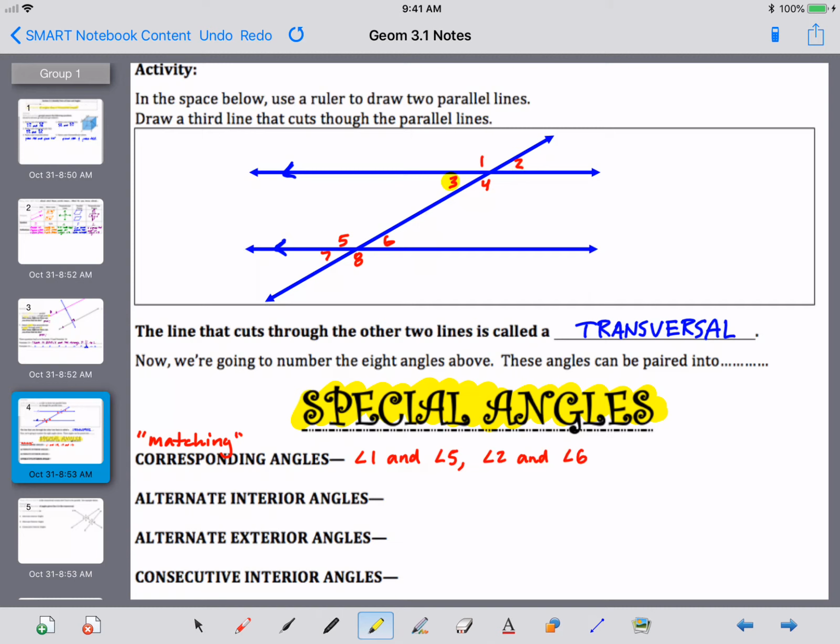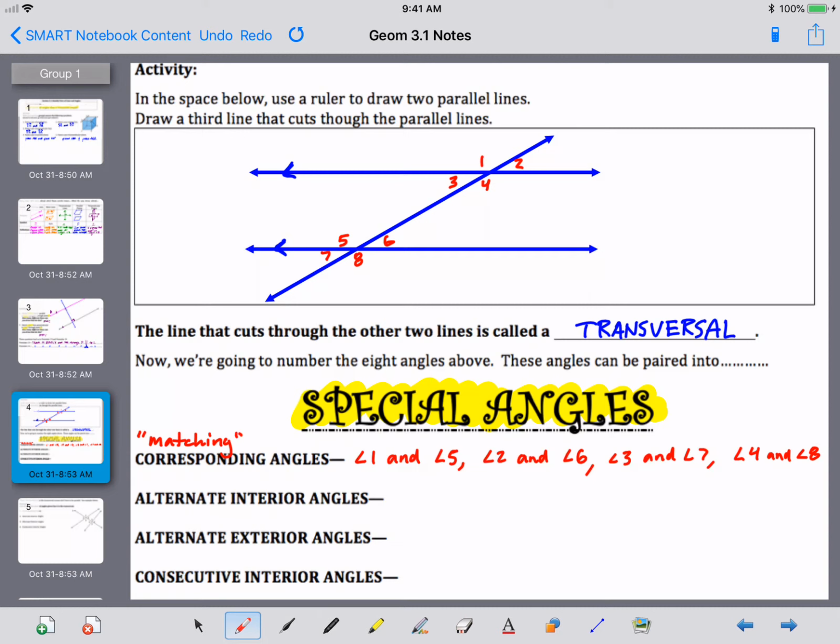Also, if we look at angle 3, that matches with angle 7. So we could use that as an example. Angle 3 and angle 7. And the last one, 4, matches up with 8. So angle 4 and angle 8 would be the last set of corresponding angles.